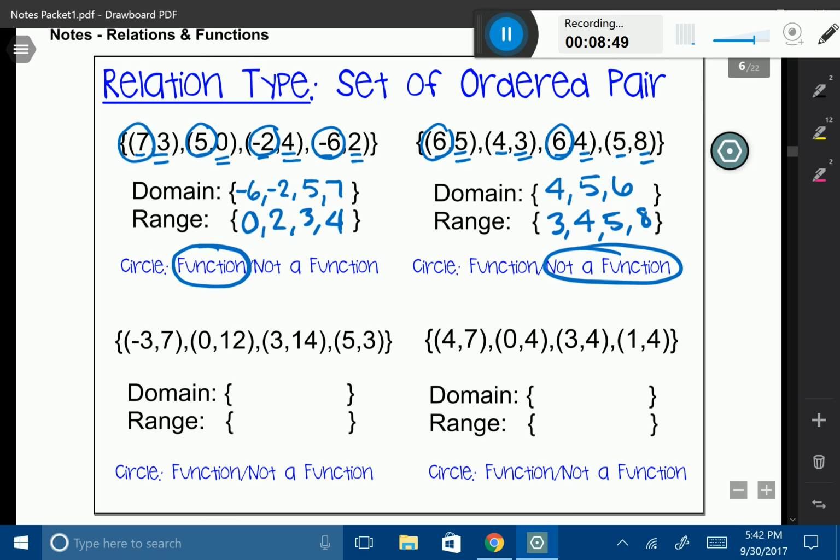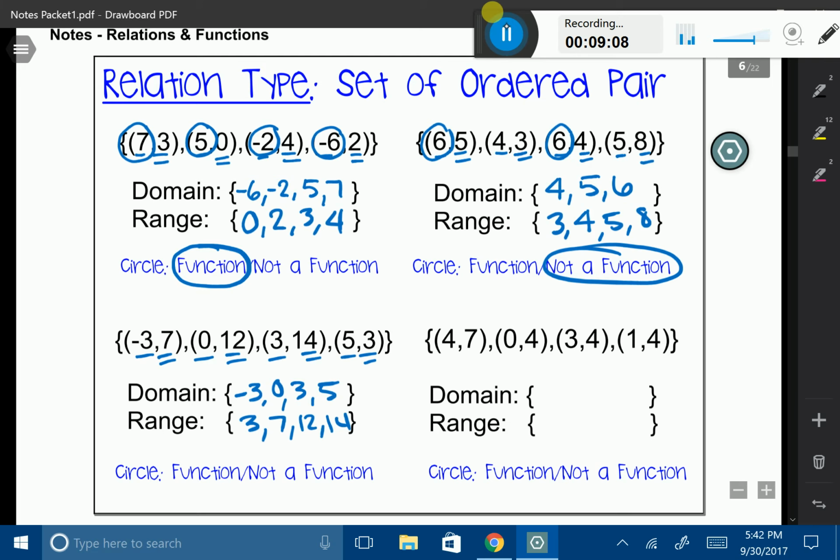Okay, let's do some more here. Let's look at my domain values. I have -3, 0, 3, and 5. So I'm going to go ahead and write those in here. -3, 0, 3, and 5. And then my range values, I have 7, 12, 14, and 3. I'm going to go ahead and put those in here.